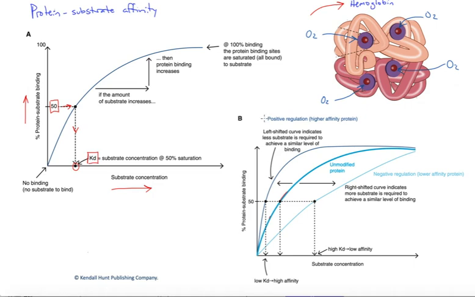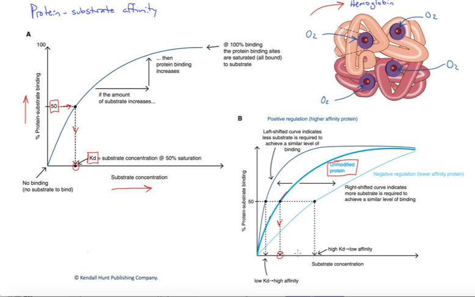Now, if we go over here to B, we can see that in an unmodified protein, under, again, a given set of circumstances, particular environment, it demonstrates a certain affinity. Here it is. Right? If we go down from the blue line over from our 50%, we would get this particular KD value.